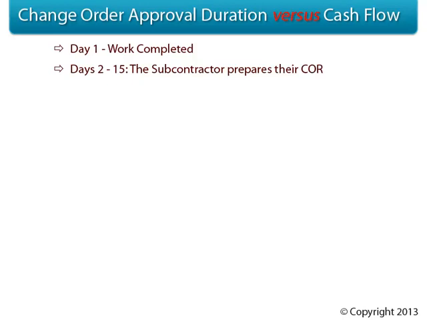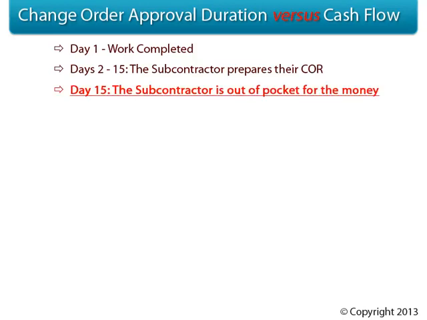We all know that this initial step actually often takes a lot longer than 2 weeks, and that's something that executives are never happy about. So let's assume good conditions and assume that the project manager is in fact getting their change order requests submitted to the GC within 2 weeks of the work being performed. By day 15, the subcontractor has paid their field crews, they've paid the material suppliers, they've paid their equipment rentals, and they are now out of pocket for this money.